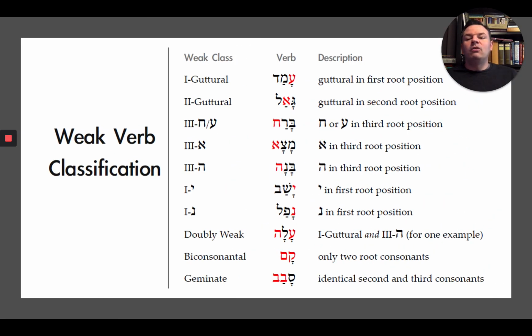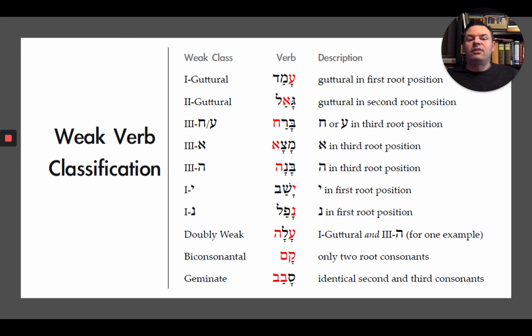So when we talk about weak verbs, there are a lot of different classifications. There's the first guttural, where you've got a guttural in that first position. Obviously here the example is the word amad, and it could have a different root than this. It could have an aleph there, just as long as it was a guttural. Second guttural, again, you've got an aleph in that second position.